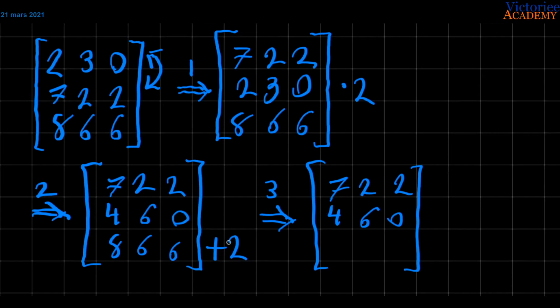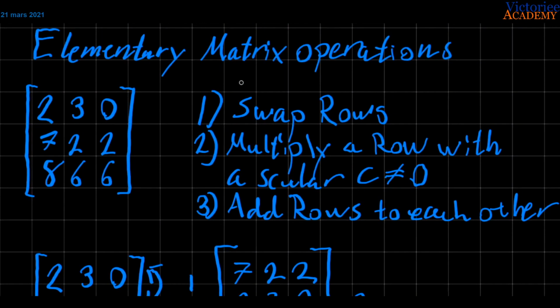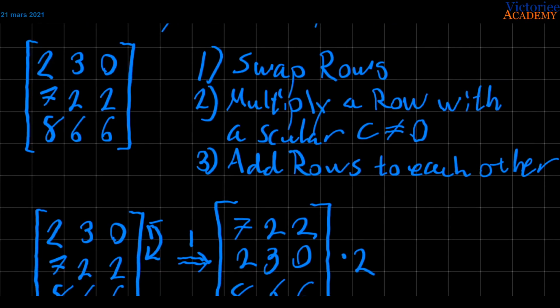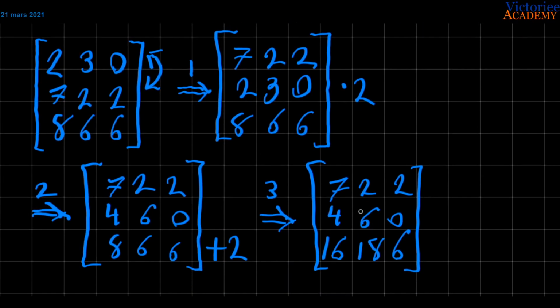So we get 2 times 4 is 8, plus 8, that's 16. 2 times 6 is 12, plus 6, that's 18. 2 times 0 is 0, plus 6, that's 6. So now we performed some row operations, also called elementary matrix operations, on this matrix, to go from here to here.